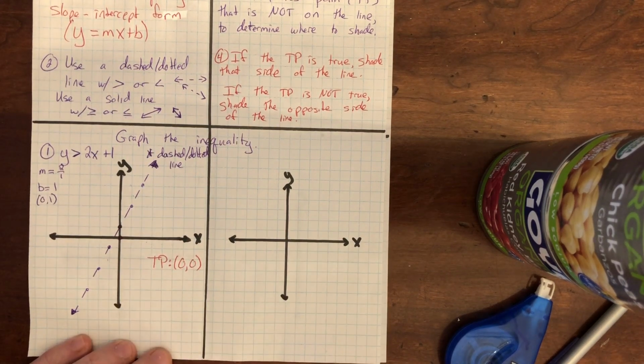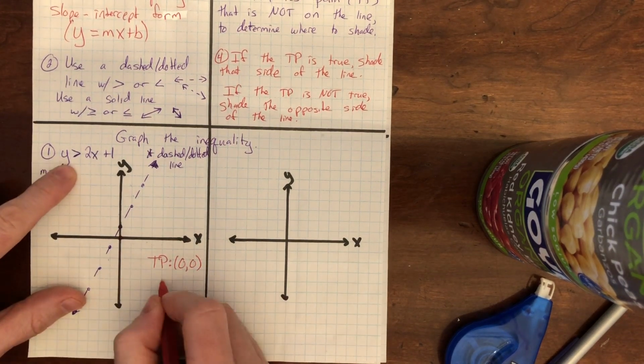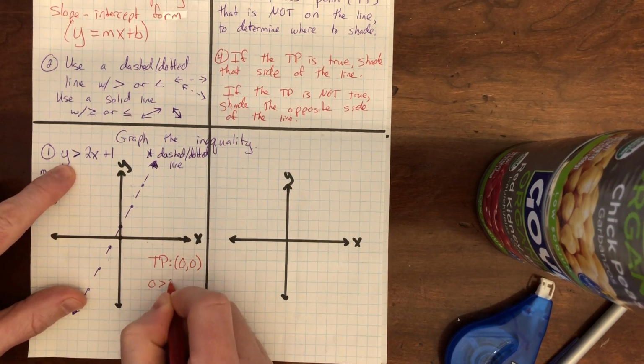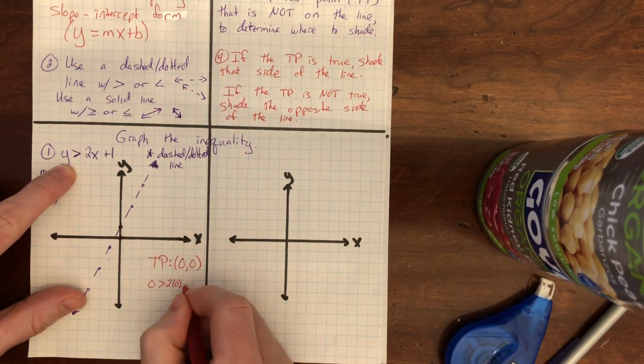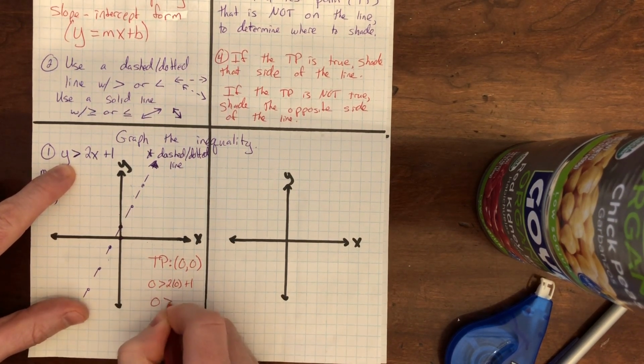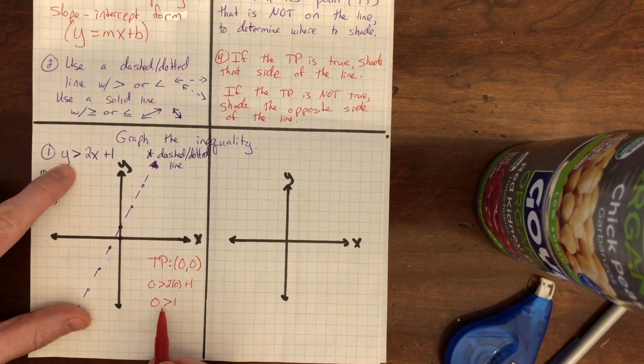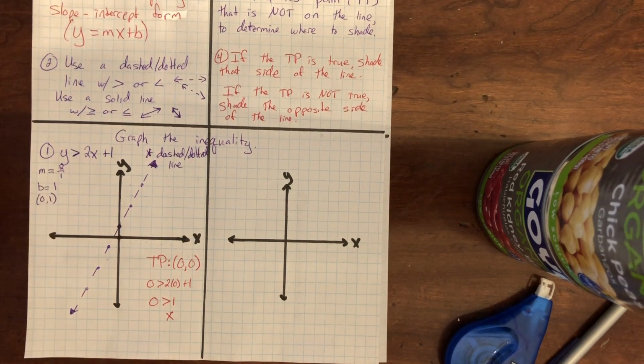And I know it's hard to see, but it's right there. So I'm going to plug that into the inequality. So 0, 2 times 0 plus 1. So I'm going to say, is 0 greater than 1? This is not true. Okay, so I'm going to shade the opposite region.